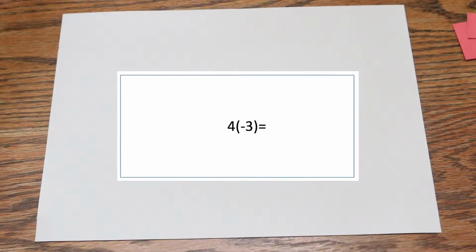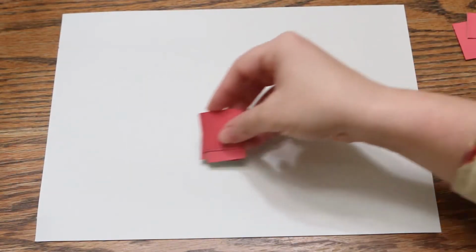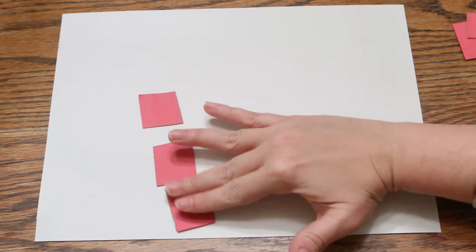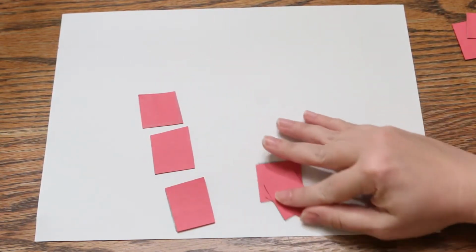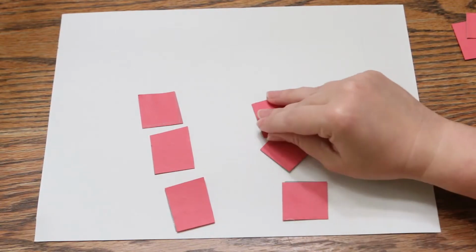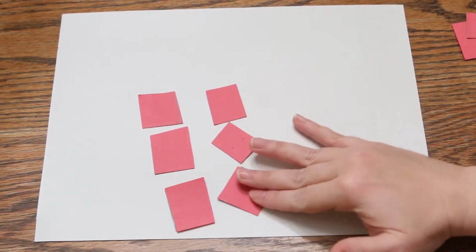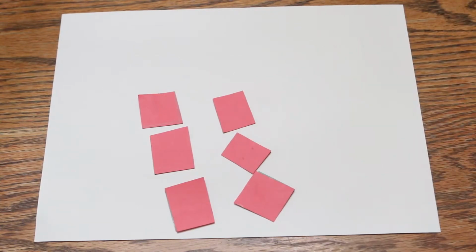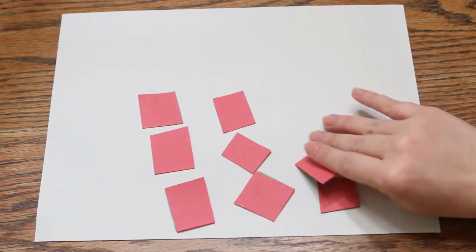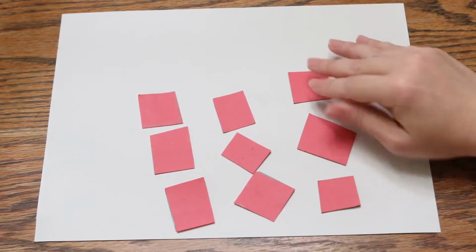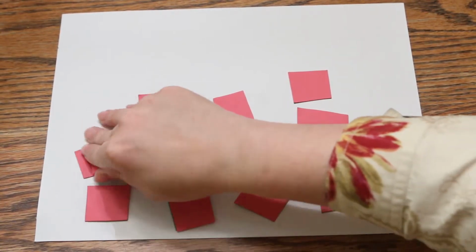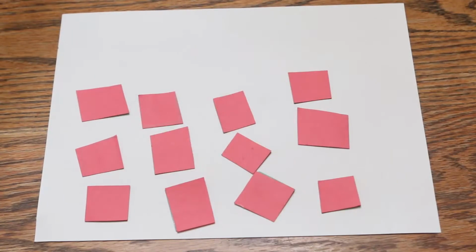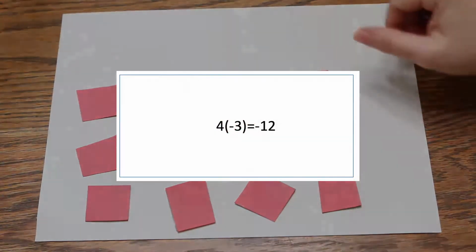Multiplication and division can also be shown with algebra tiles. Let's model 4 times negative 3. 4 means 4 groups, and negative 3 means 3 negative or red tiles in each group. We can see a total of 12 red tiles, or negative 12.